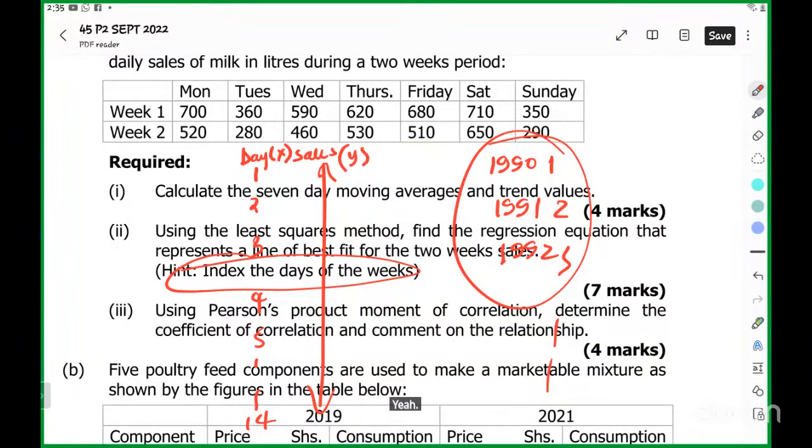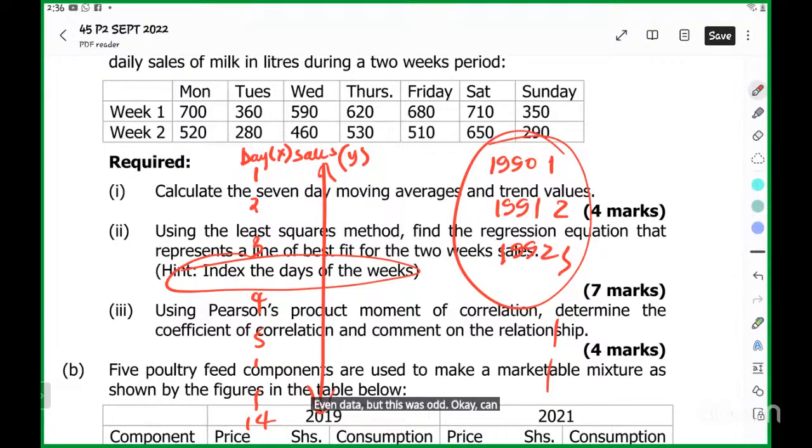Can you index? Yeah, so here the trend values were the moving averages. Yeah, they were the same thing. Yeah, so probably he thought he had asked even data, but this was odd.